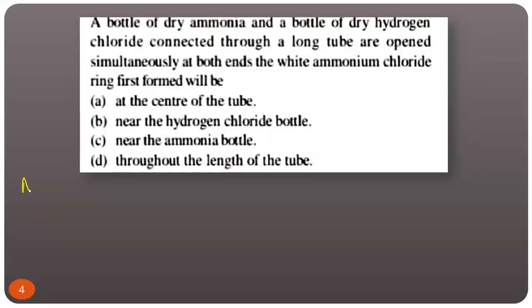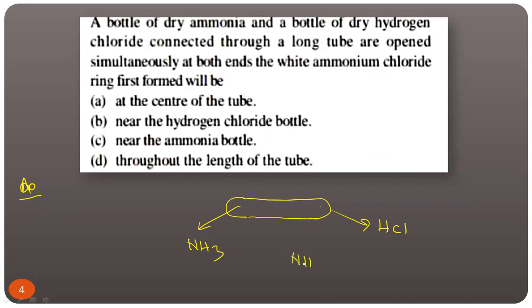This is again a very good question. A bottle of dry ammonia and a hydrogen chloride connected through a long tube. Suppose this is a tube, and on one side there is dry ammonia, and on another side there is HCl. Clear? And this is open. Now we know when NH3 and HCl combine with each other, the reaction takes place and they form NH4Cl. Means white ammonium chloride first forms.